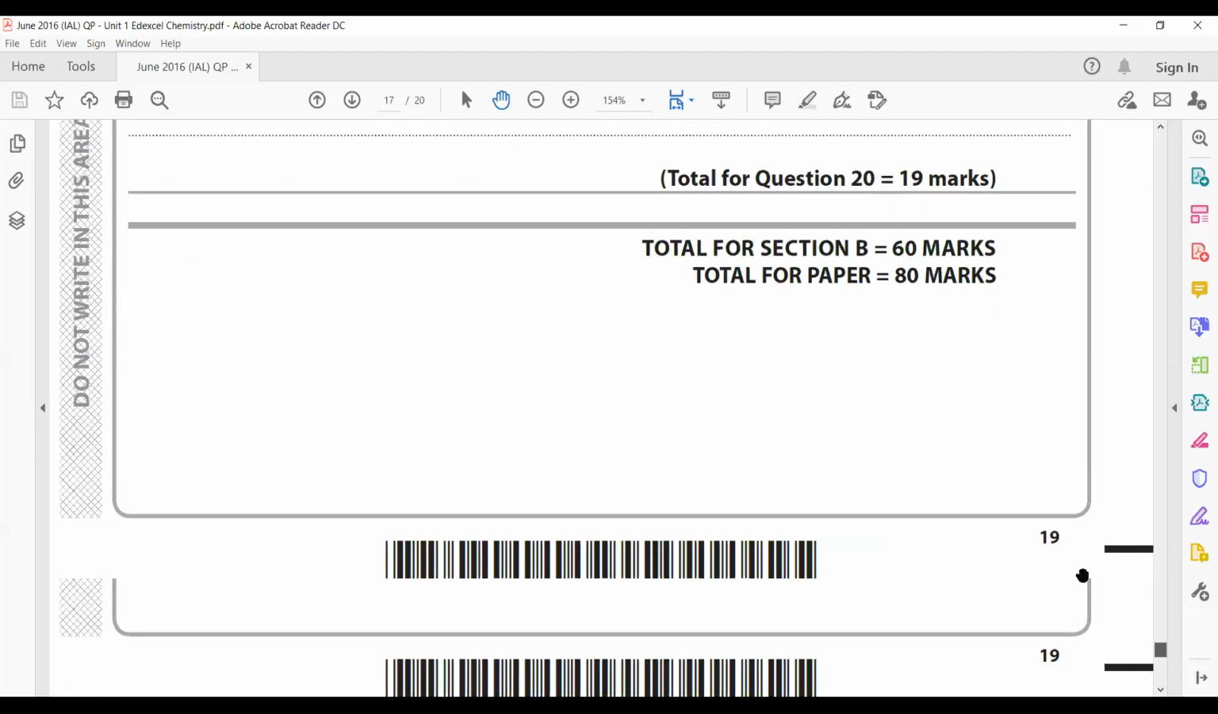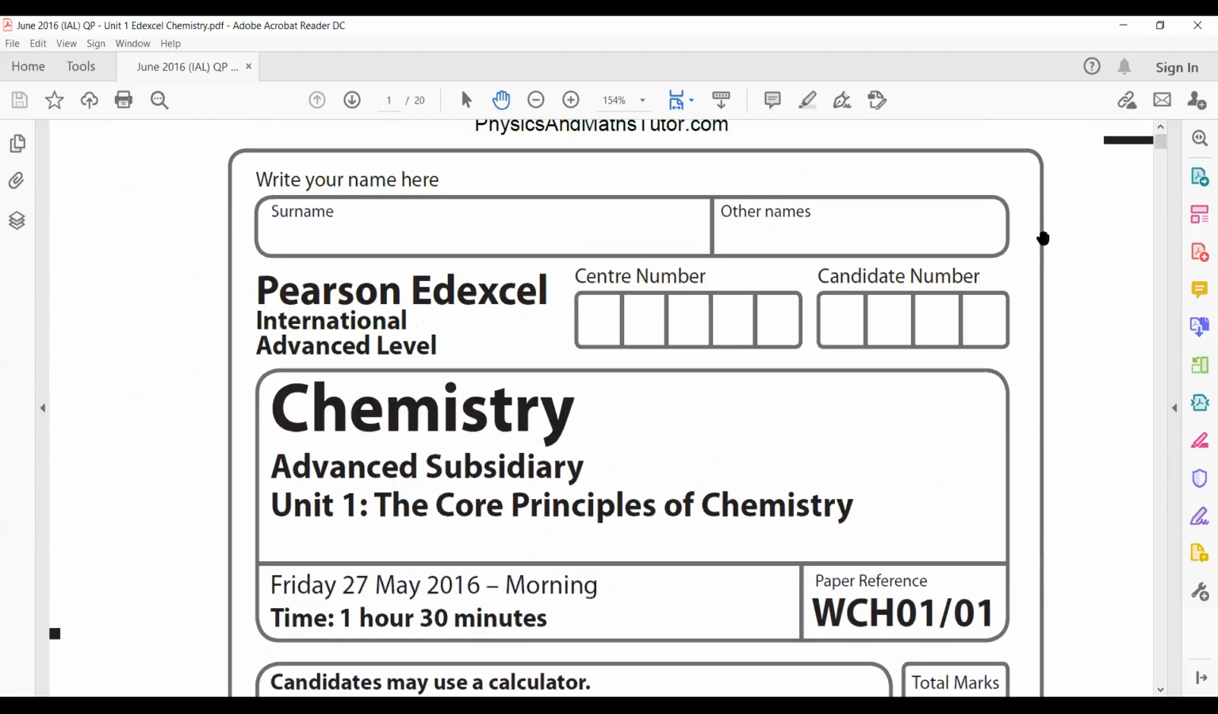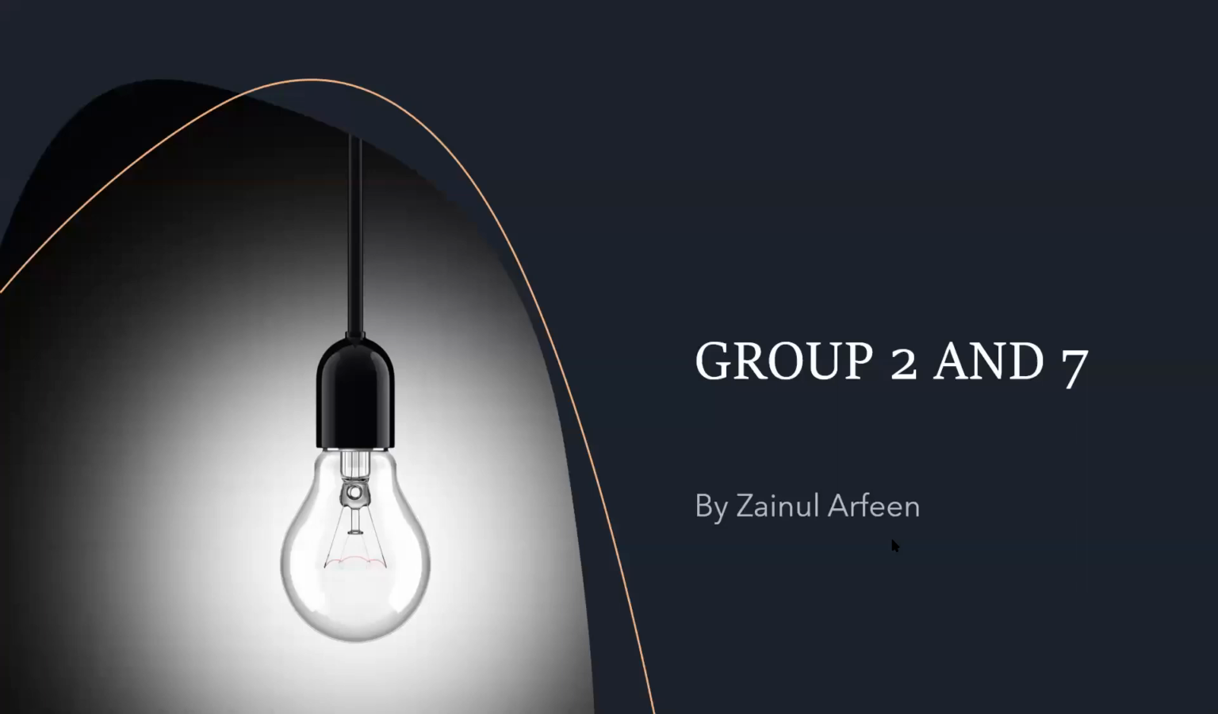So this was unit 1. The enthalpy questions, because according to the new specification, enthalpy change, energy change, Born-Haber cycle, and Hess's law are in unit 2. That's why we will do questions from unit 2. So, groups 2 and 7. Group 2 we already discussed, and today we'll start group 7.